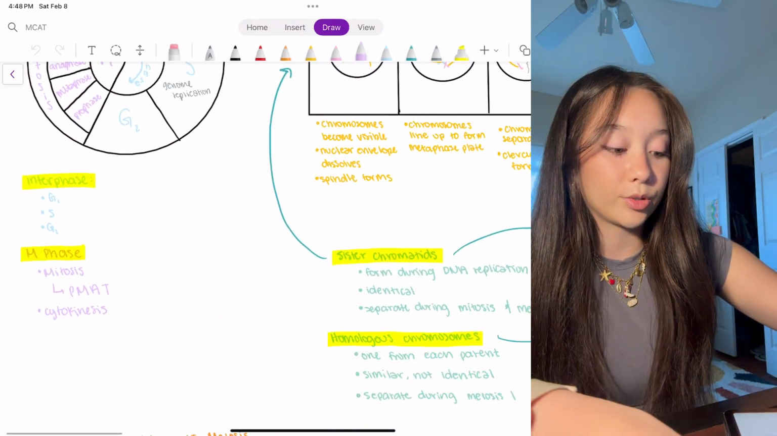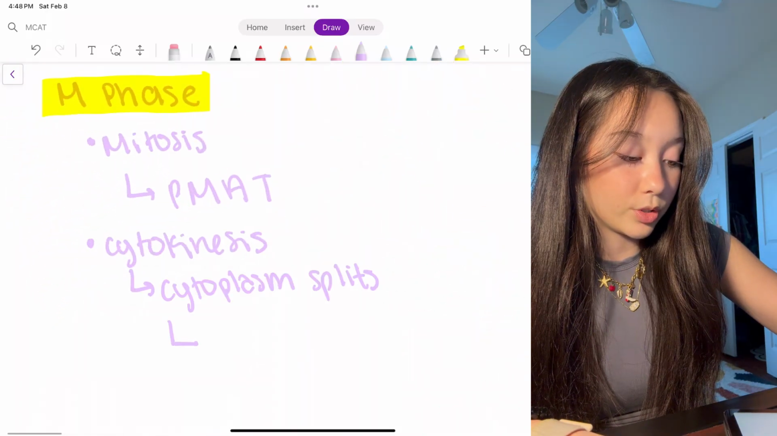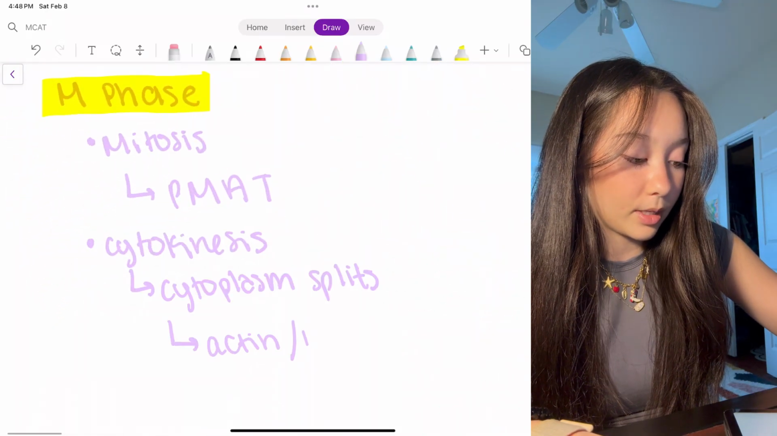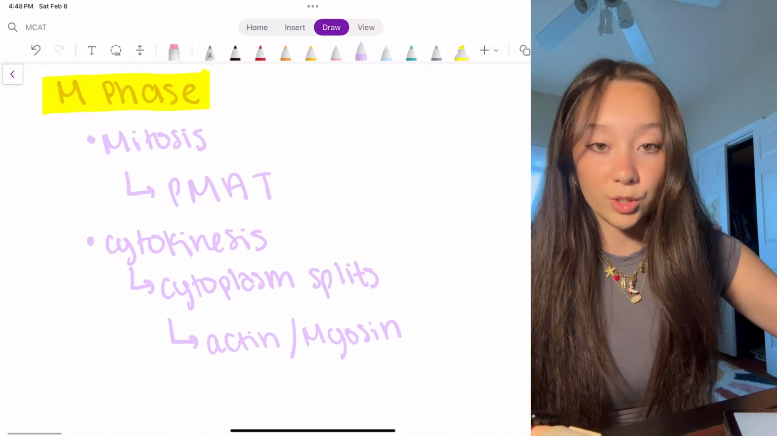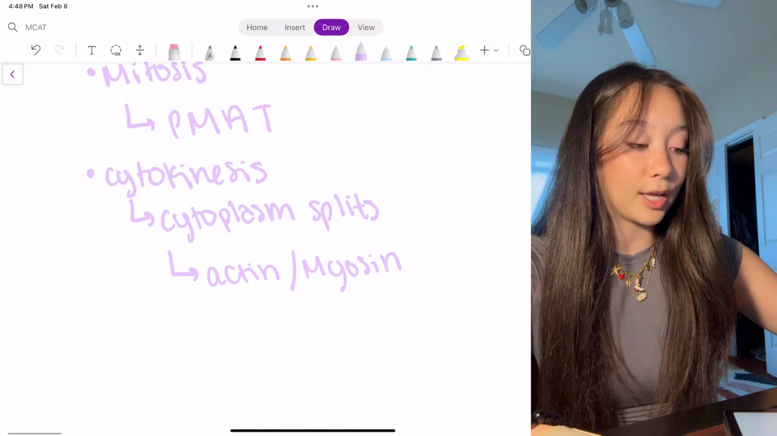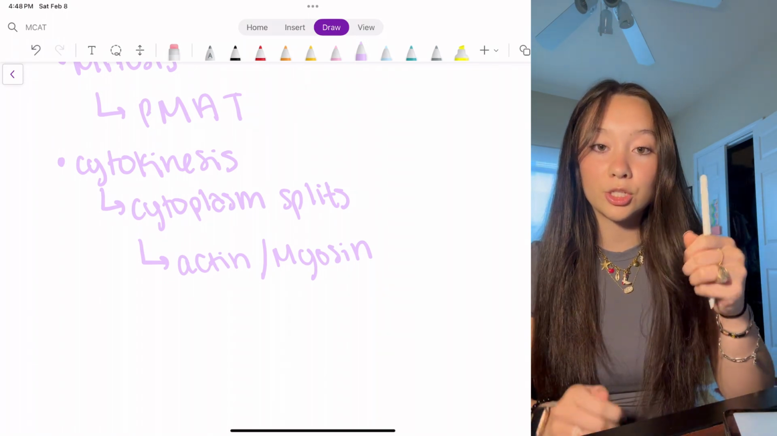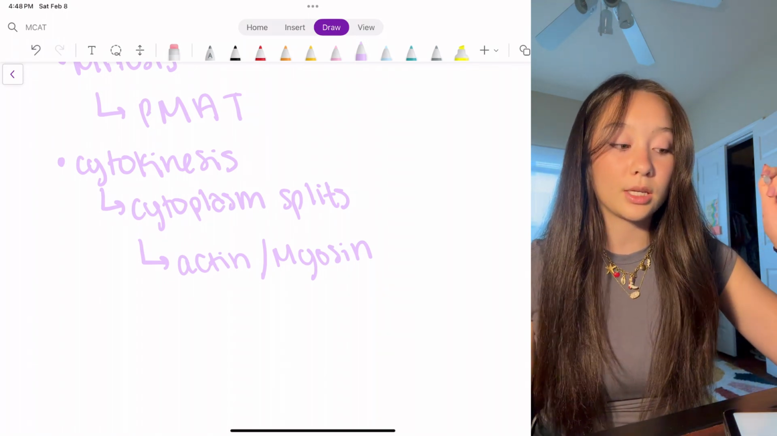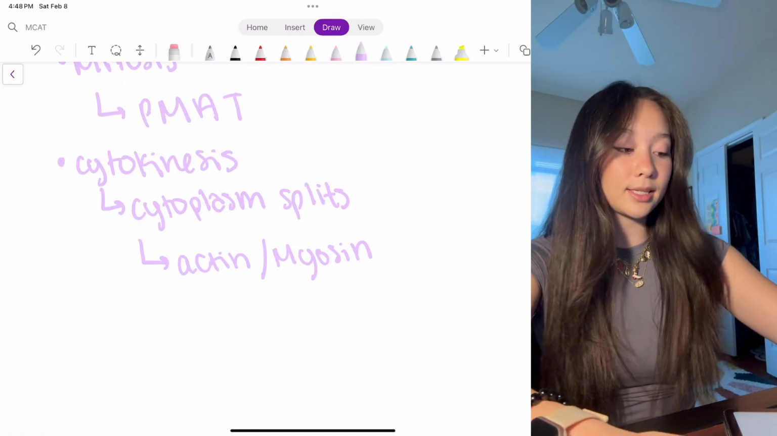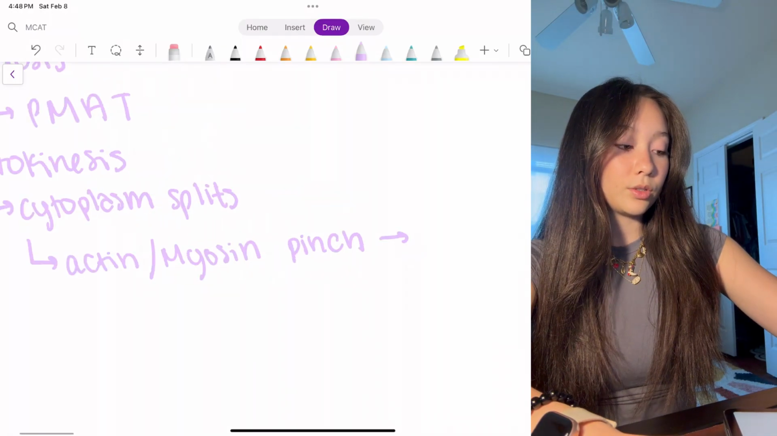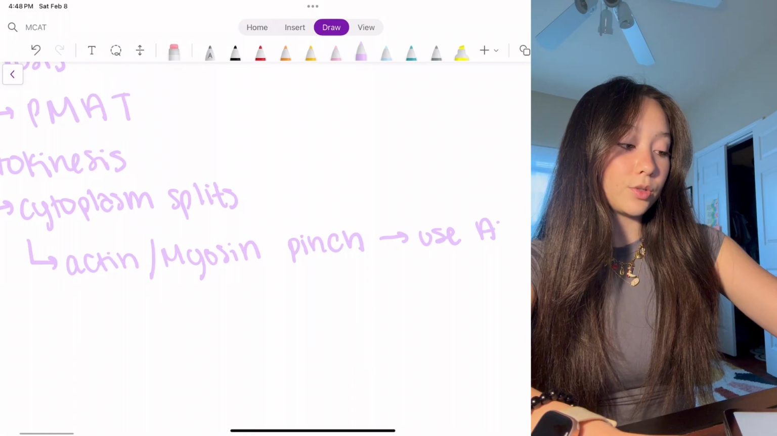So I'll just write a note real quick. And this is due to actin and myosin, which is a part of muscle, which we will talk about at a later date. Actin and myosin wrap around the cell and they pinch to separate them using ATP. So I'll say actin and myosin pinch, use ATP to do that.